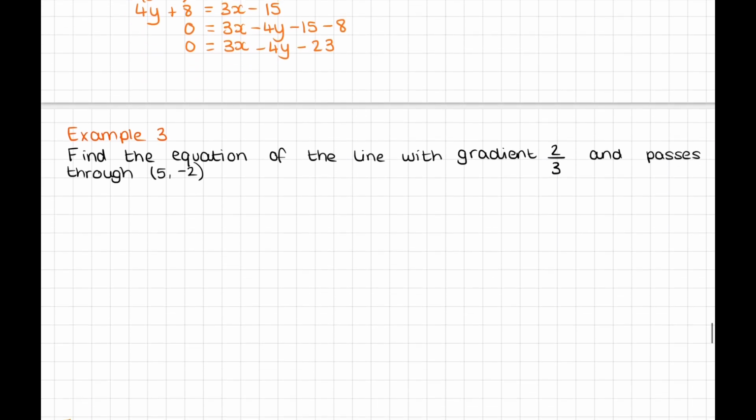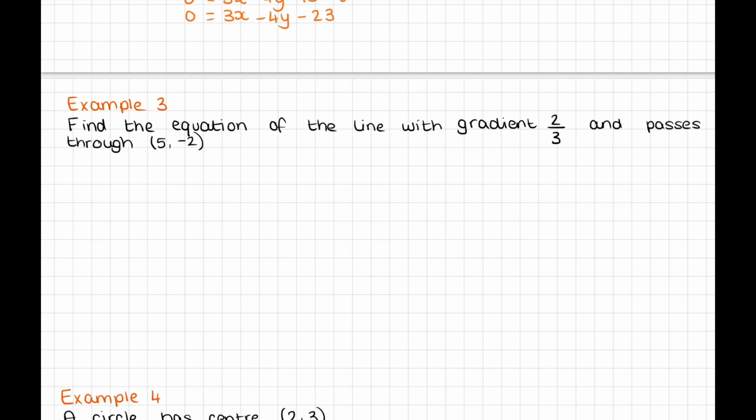Example 3, find the equation of the line with a gradient 2/3 and it passes through (5, -2).